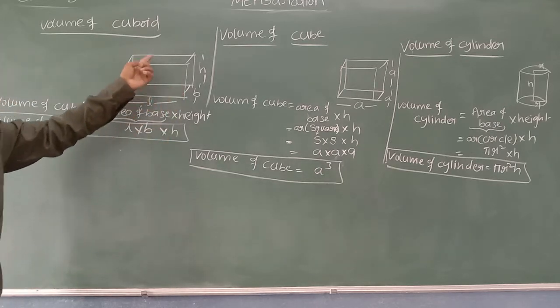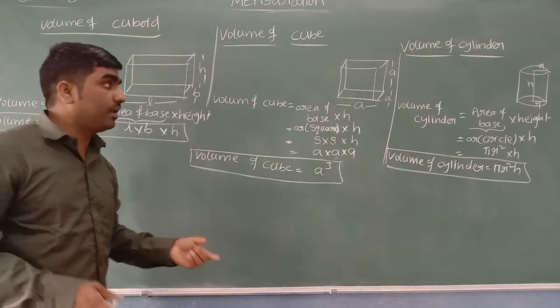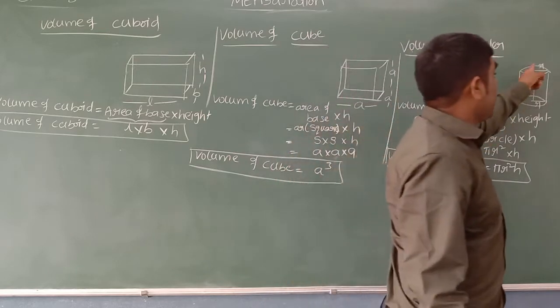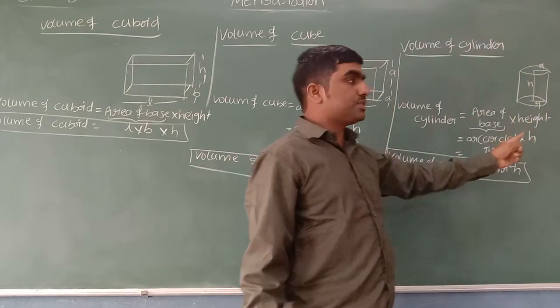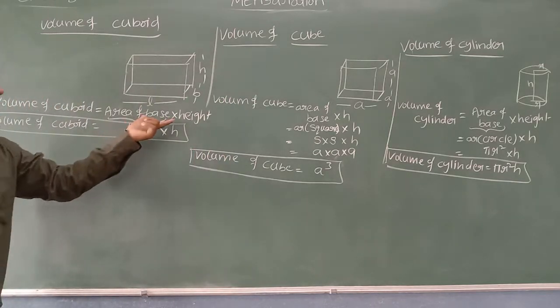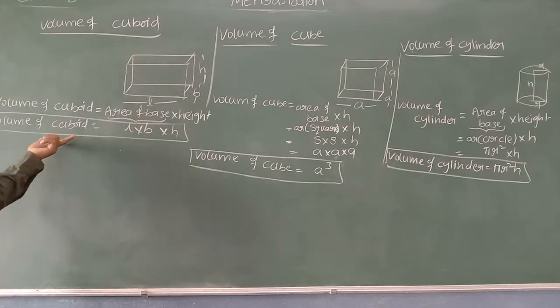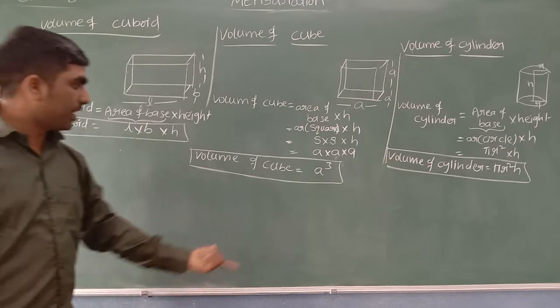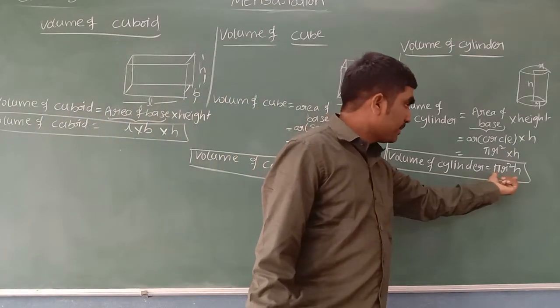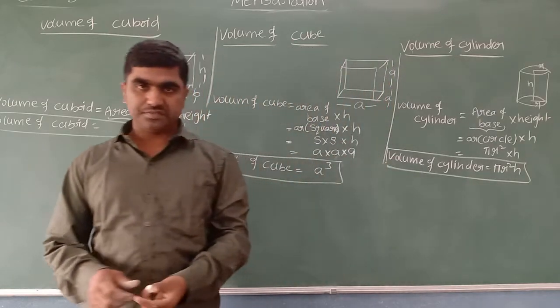Here you can see top and bottom are congruent rectangles. Top and bottom are congruent squares. Top and bottom are congruent circles. So these are all examples of prisms only. So to find the volume, we can use these formulas. Volume of a cuboid is L into B into H. Volume of a cube is a cube, and volume of a cylinder is pi r square h.